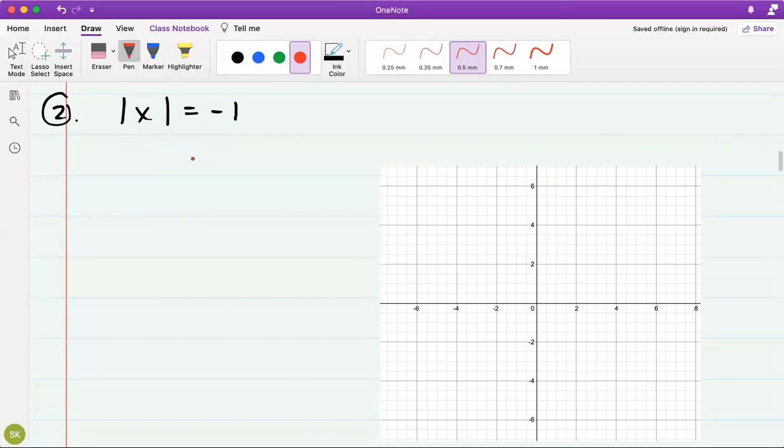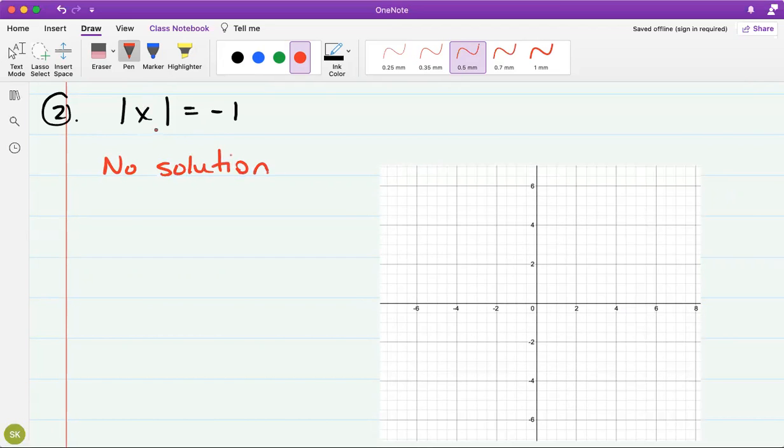Here I have the absolute value of x is equal to -1. Okay, what we're going to do is first think about, is this even possible? Can we take the absolute value of a number and get -1? And the answer is no. This has no solution.